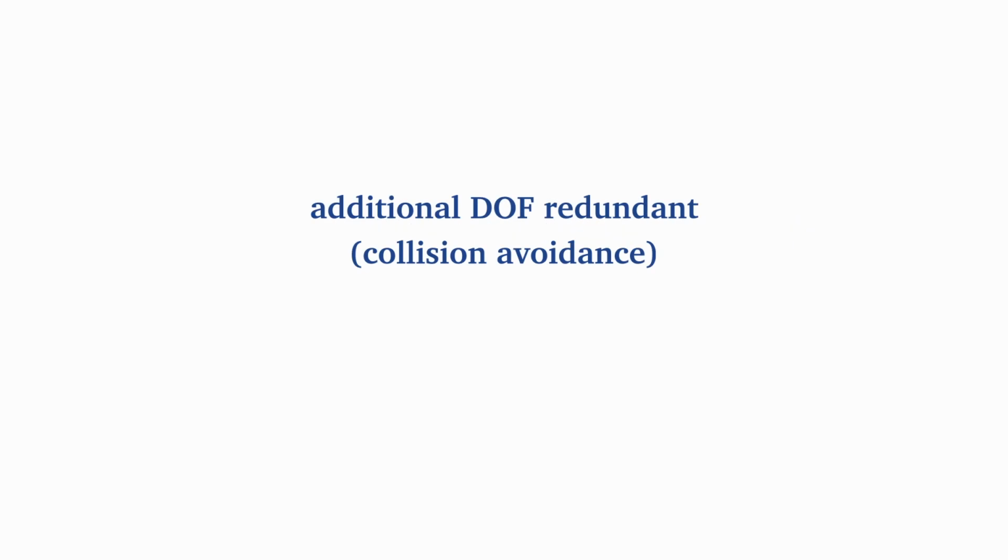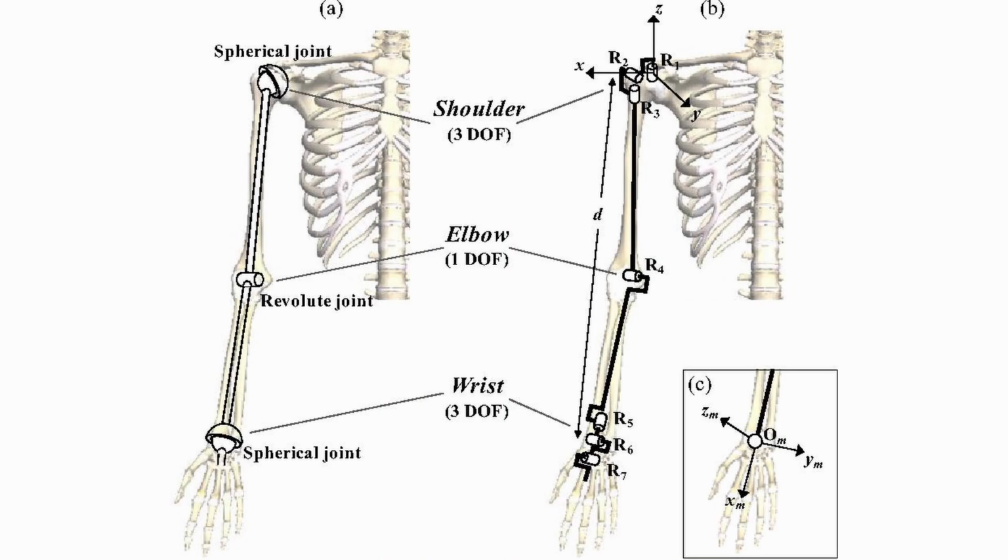Additional degrees of freedom are redundant and can be used for collision avoidance. Looking back at the human arm, the additional degree of freedom is actually needed because the wrist, for example, does not allow the full 360 degrees of rotation around every axis. Through the additional degree of freedom, we are then able to perform certain rotations of our hand by using the shoulder, for example.